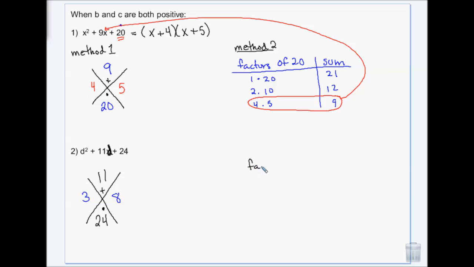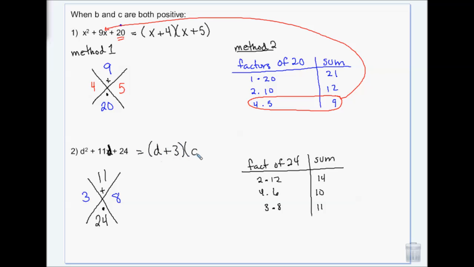So I do factors of 24 and their sum. I might say, okay, well 2 and 12, but that's 14. 4 and 6, that's 10. And then I might go, oh, 3 and 8, and that gives me 11. So I found them. So this will equal d plus 3 times d plus 8. Now you'll notice that b and c on these are both positive, so I have plus, plus. So that means these are both positive as well.